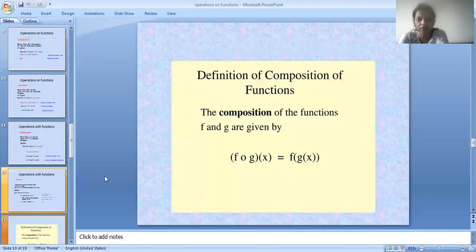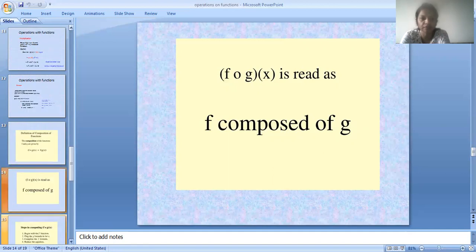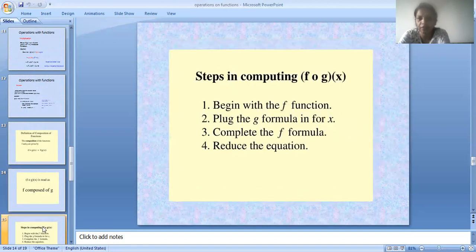In the next slide, we see the definition of composition of a function. The composite function, the composition of functions f and g, is given by f into g of x is equal to f of g of x. f into g of x is read as f composed with g. Steps in computing f into g of x: the first step is to begin with the f function. The second step is to plug the g formula in for x. The third is to complete the f formula, and the fourth is to reduce the equation.